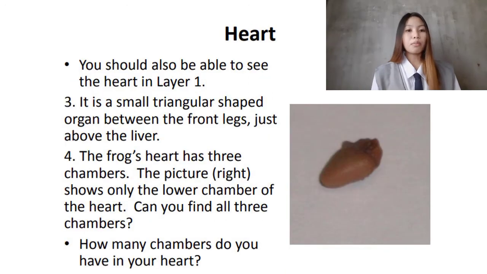Heart. You should be able to see the heart in layer 1. It's a small, cone-shaped organ between the front legs just above the liver. The frog heart has 3 chambers. The picture shows only the lower chamber of the heart.